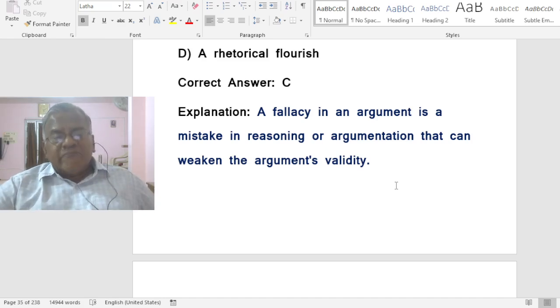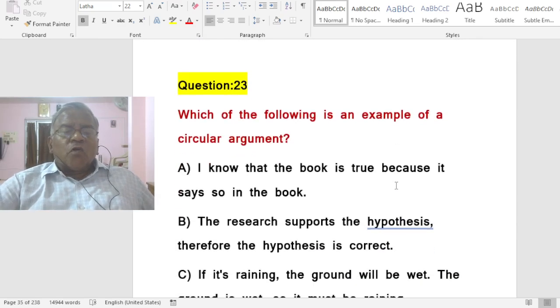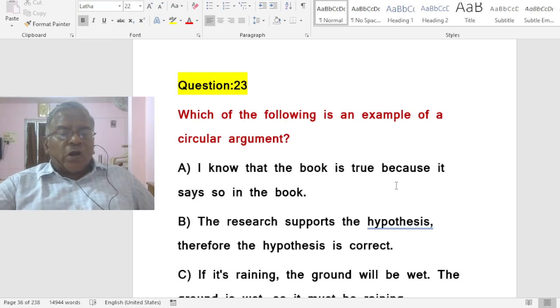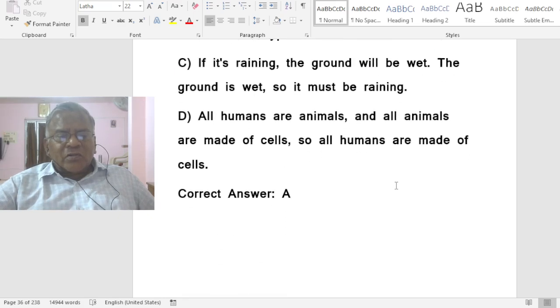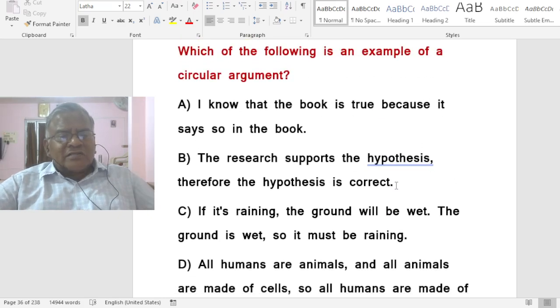the argument's validity. Which of the following is an example of a circular argument? There is another type called circular argument. Often questions are asked on circular argument. We must know what it is. There will be so many examples also. Let us analyze all these things. Which of the following is an example of a circular argument? A. I know that the book is true. The book is true because it says so in the book. Where you start is where you are ending, and again you are starting. So that is called cyclic, I suppose, right? So that is the right answer. The other things are distractions.